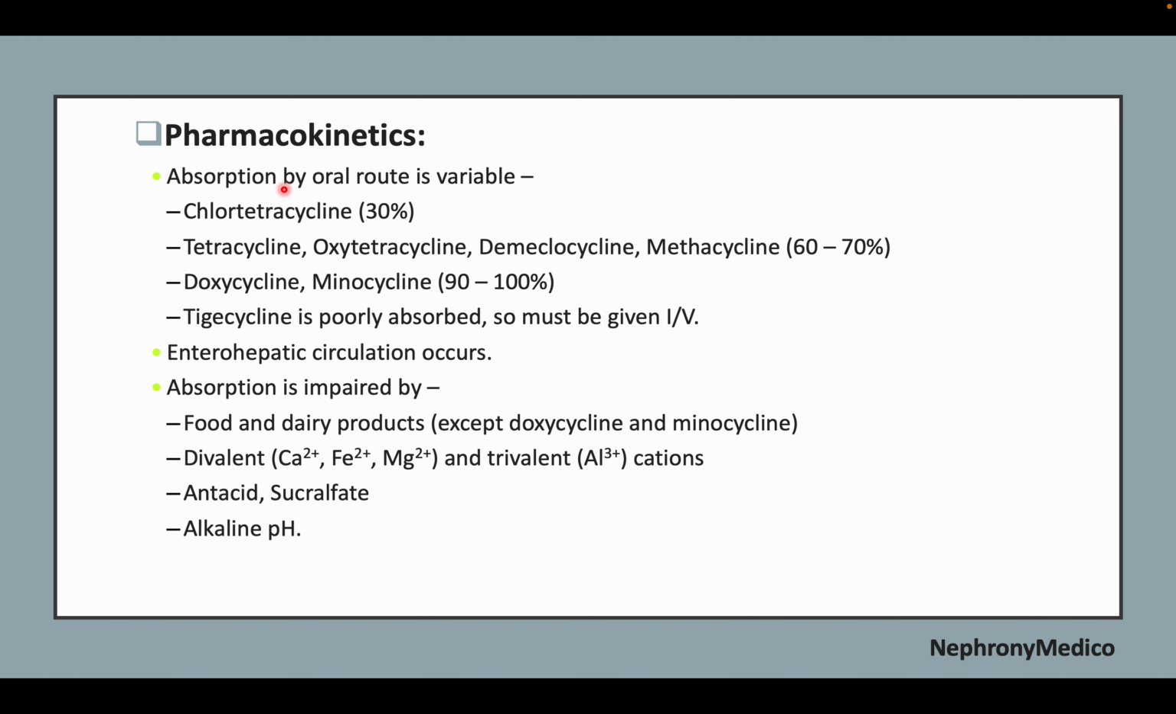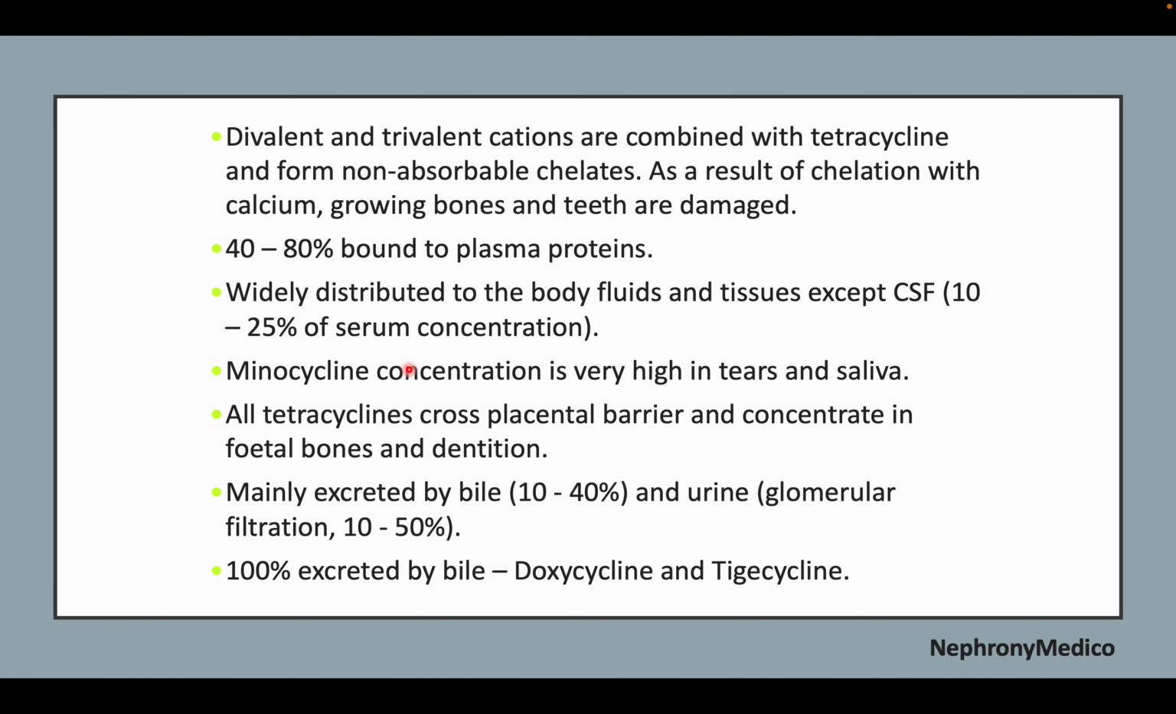Pharmacokinetics. The absorption by oral route is variable. In case of chlortetracycline, it is 30%, and for tetracycline, 60 to 70%. The enterohepatic circulation occurs. Minocycline concentration is very high in tears and saliva. Divalent and trivalent cations combine with tetracycline and form non-absorbable chelates. As a result of the chelation with calcium, growing bones and teeth are damaged.